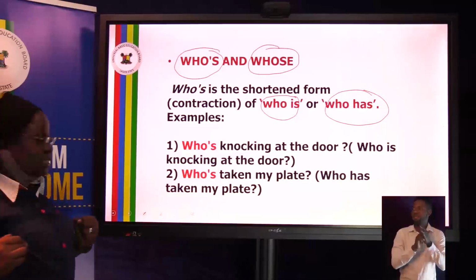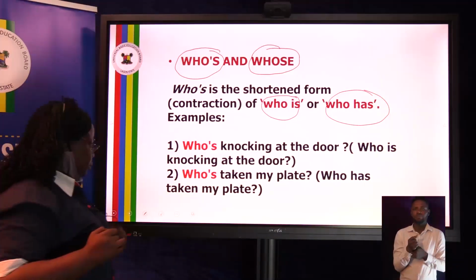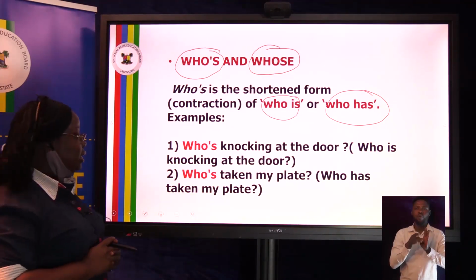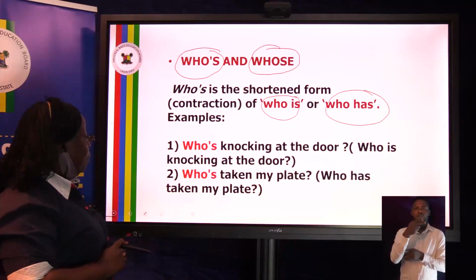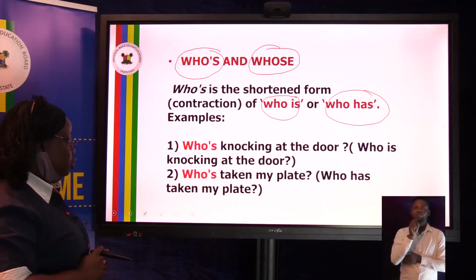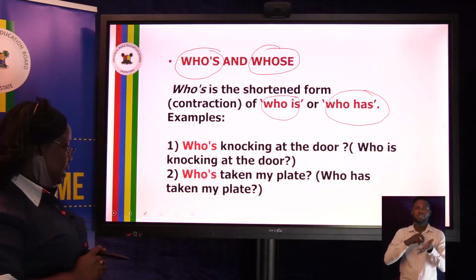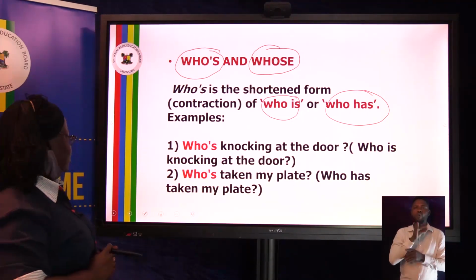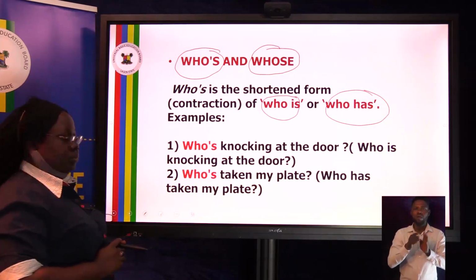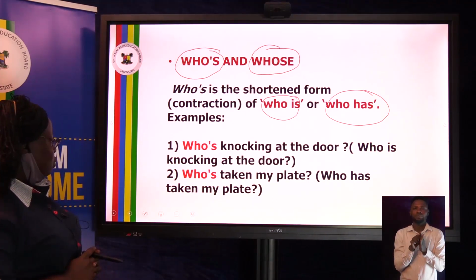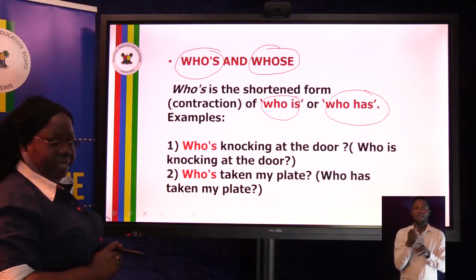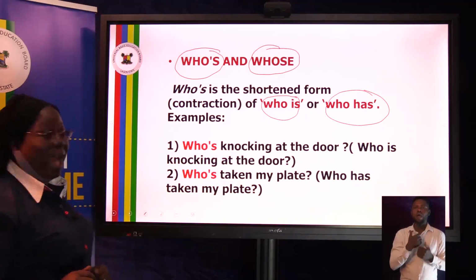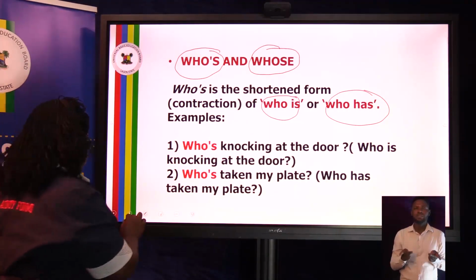Let's have examples of that. 1. Who's knocking at the door? That is W-H-O-apostrophe-S. It means who is knocking at the door? Second example. Who's taking my plate? It means who has taken my plate?